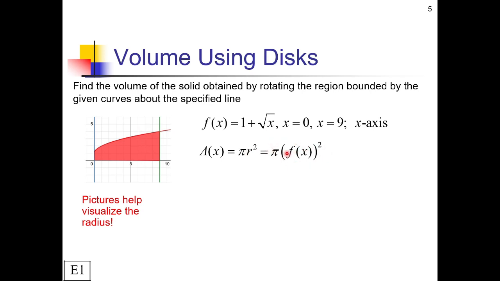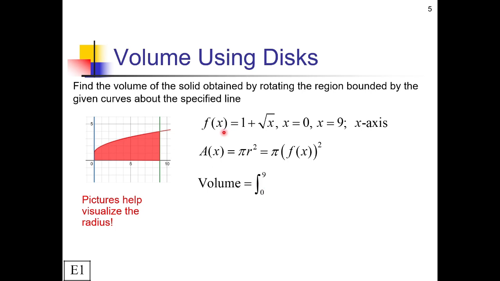With that in mind, pause the video and see if you can take this the rest of the way and find the volume from this solid of revolution. Okay, so in order to get that volume, we need to take an integral of this area along the whole length of this bounded area. So I'm going to say volume equals integral from 0 to 9, because those are my left-right integration limits here.